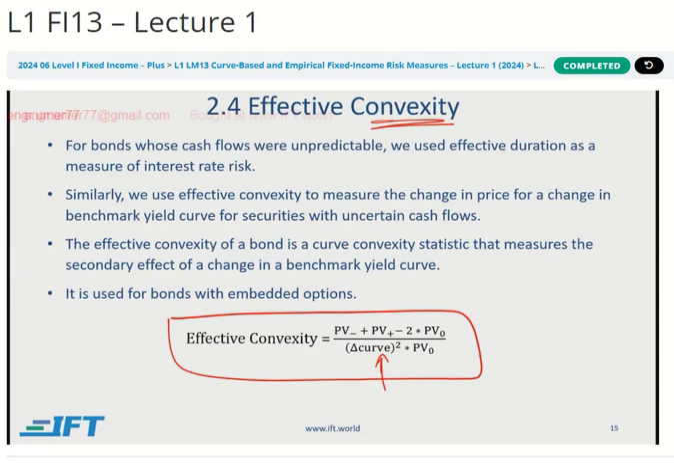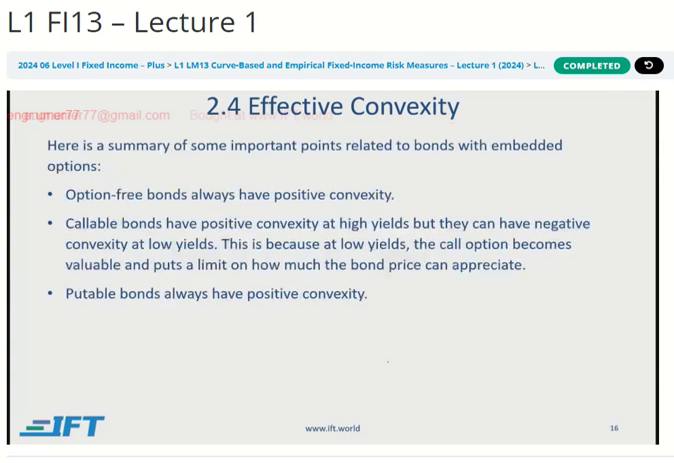Right? So very, very simple, straightforward. The only difference is you are taking your change in curve. Obviously, this is useful for callable and puttable bonds. So puttable bonds have a convexity.